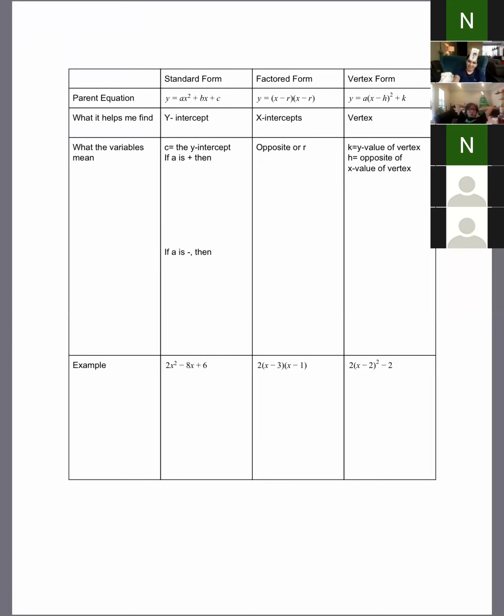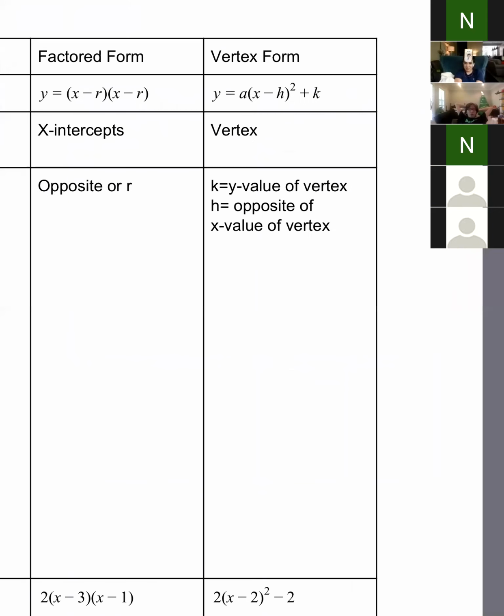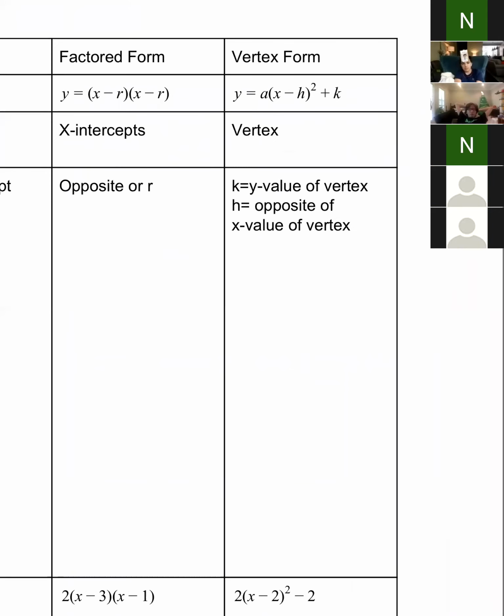It's still, the equation is still the same. It is. So just like the other one, we have synonyms that we use. Just like synonyms, we just have a different form. Now this one will give us our vertex.